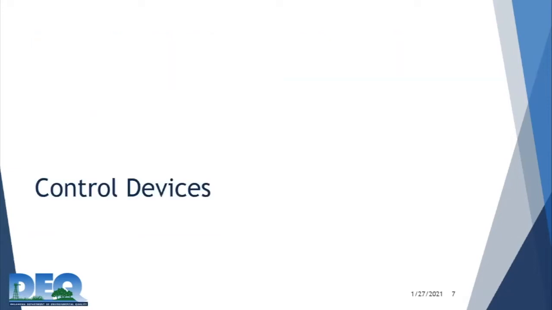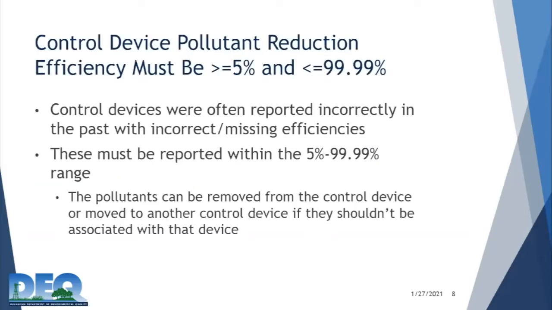All right, moving on to control devices. Again, now these will be validation issues that occur on the control device page. This first one, the issue is that the pollutant reduction efficiency must be greater than 5% and less than 99.99%. In the past, control devices were often reported incorrectly. They had either incorrect or missing efficiency. We didn't really have a way for those to be checked as information was entered.